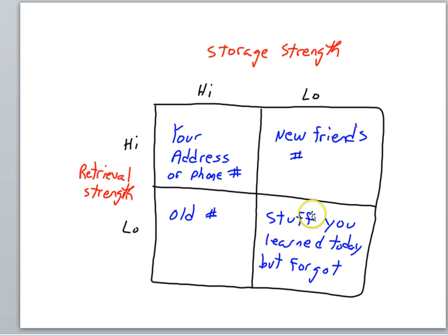And then think about this grid here, where there's a low retrieval strength and low storage strength. And this is sort of like a day at school, the stuff you learned today but forgot, right? So the morning class, you learned some stuff, and then by the afternoon, you kind of forgot that stuff. So it didn't really have time to consolidate, and you don't have access to it in the moment, so it would have low retrieval strength as well.